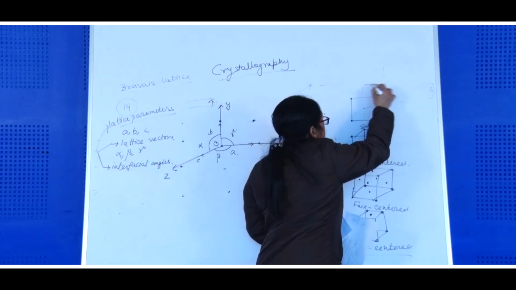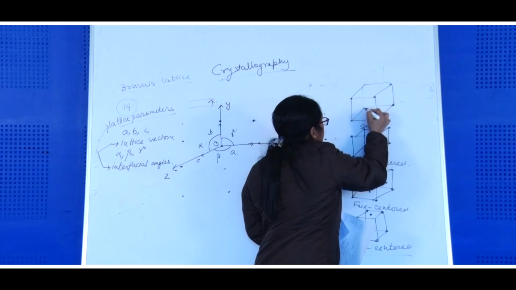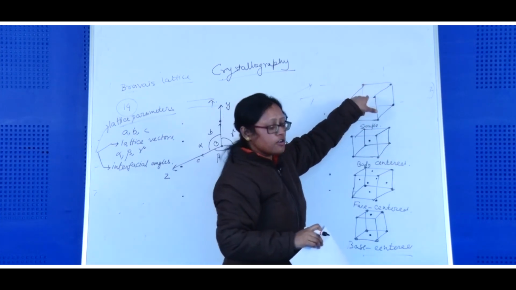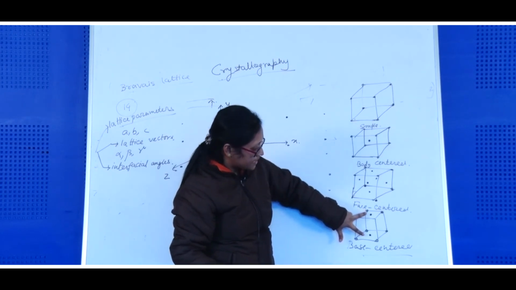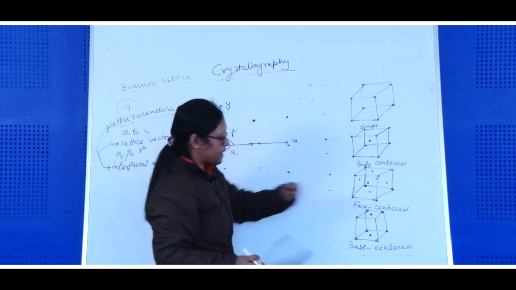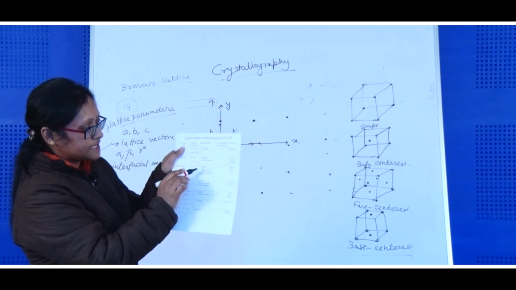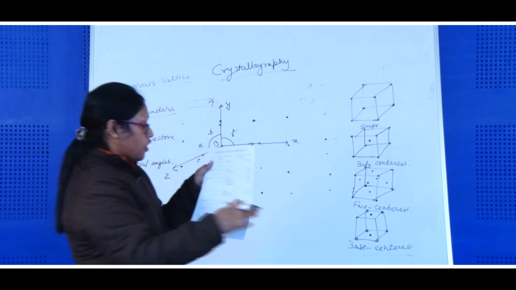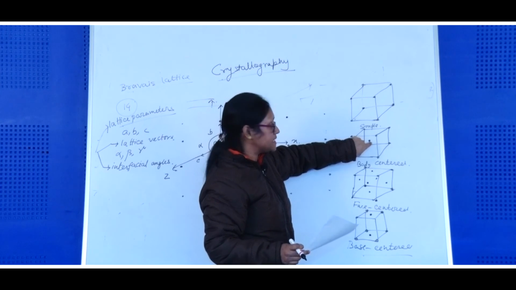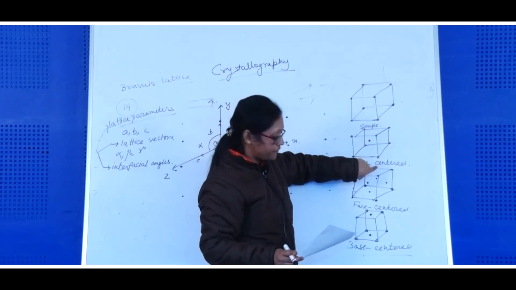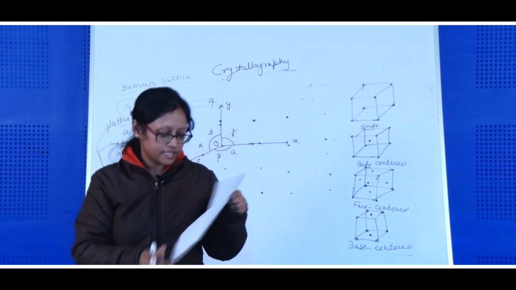Let me draw it also in three dimensions. At the corners of the block, and base centered means the atoms will be at the corners as well as at the center of any two parallel faces. For orthorhombic, the Bravais lattices are 4: simple, base centered, body centered, face centered. So here the possible structures are simple, body centered where another atom is at the center of the body, face centered that means the center of each face, and base centered that means the center of any parallel faces. So there are 4 types of Bravais lattice.